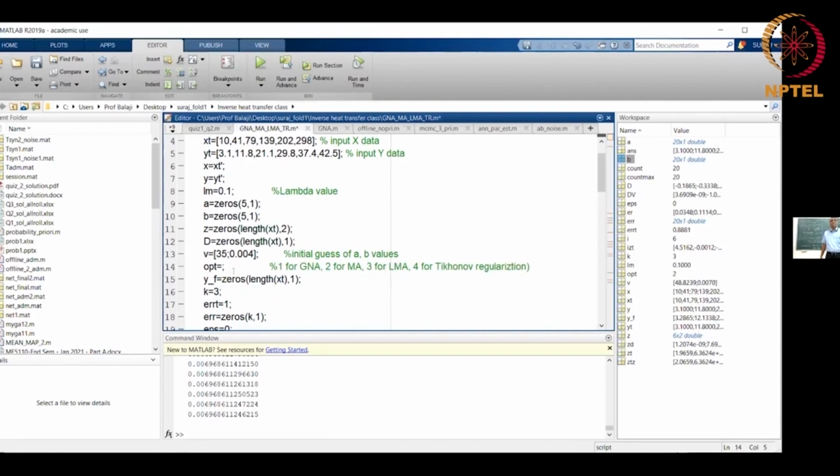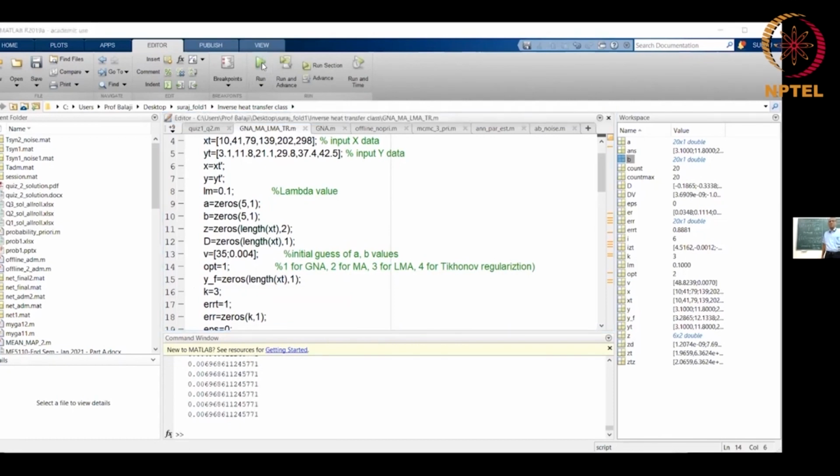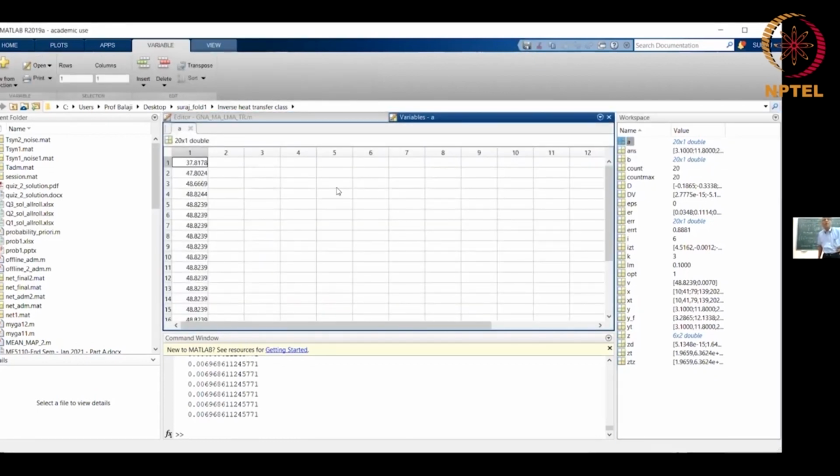For GA I have written one. This is the M file. What is that you're showing, Suraj? Yes, this is the result using GA. Result of temperature? Yes, sir, temperature, theta. Proceeding with iterations. Yes, sir, proceeding iteration.